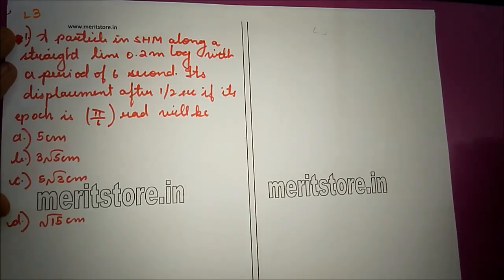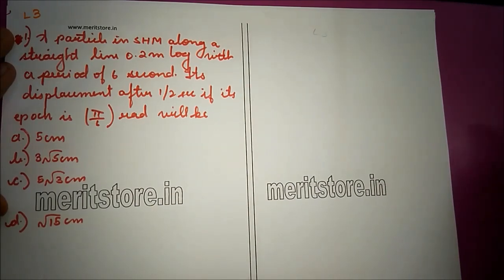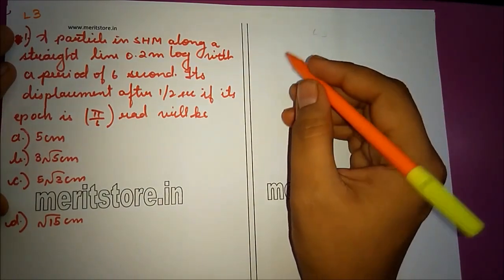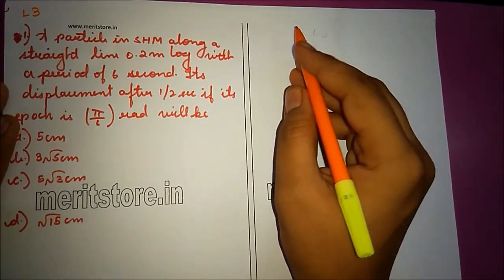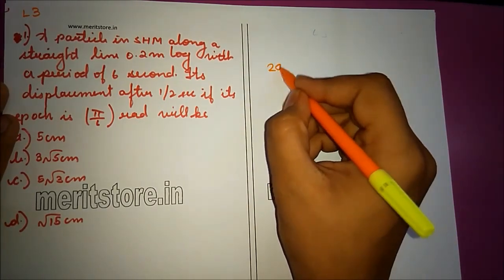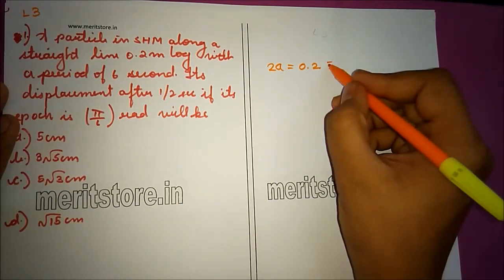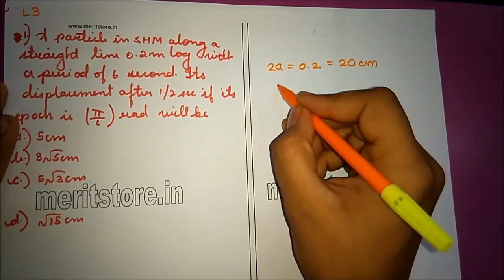Question number 1. A particle in SHM along a straight line 0.2 meter long with a period of 6 seconds, its displacement after 1 by 2 second if its epoch is pi by 6 radians will be. So now this question we can solve. We know that 2a is equal to 0.2, which is equal to 20 centimeter, and the value for a is equal to 10 centimeter.